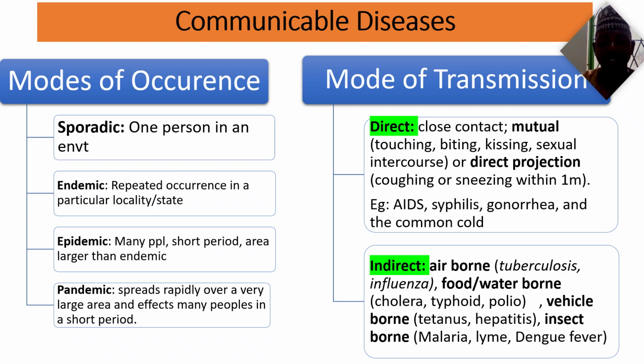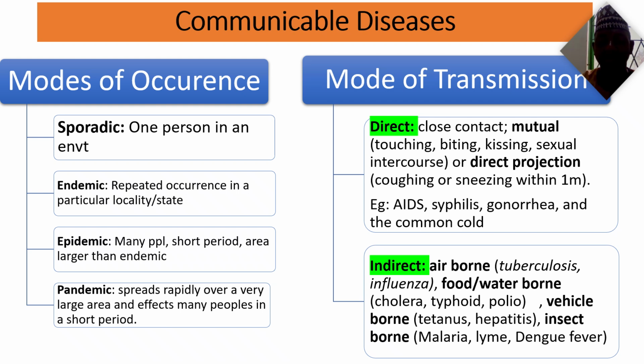An example is tetanus, which can be transmitted from contaminated metal in the environment to the infected person. Hepatitis is also an example of vehicle-borne transmission, which can be transmitted maybe through contaminated blood products from infected person to non-infected person. Now, another type of indirect transmission is vector-borne or insect-borne transmission of diseases.